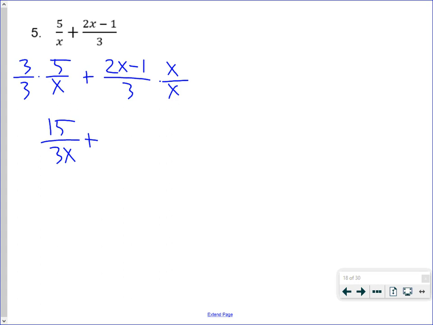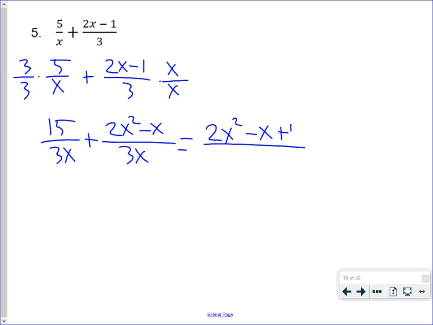And if we add to it, we're going to multiply the 2x minus 1 with x. That gives us 2x squared minus x all over 3x. So we're going to add the numerators. And when we do, we get 2x squared minus x plus 15. All of that over 3x.